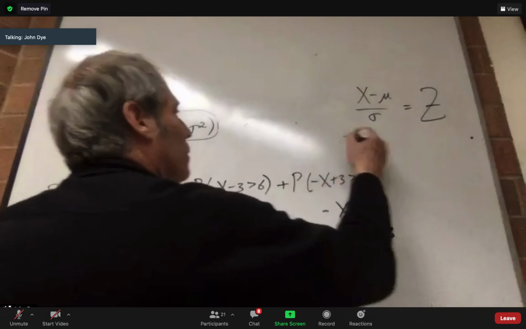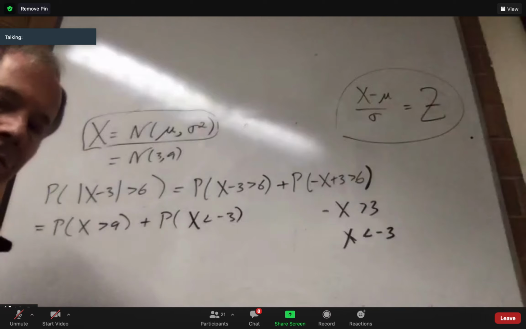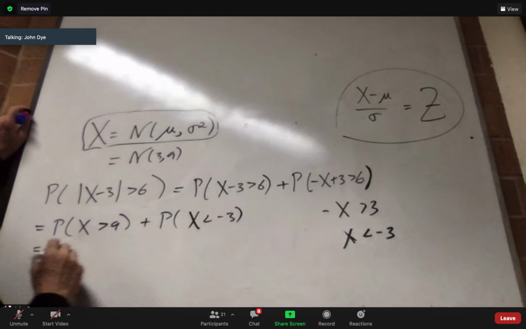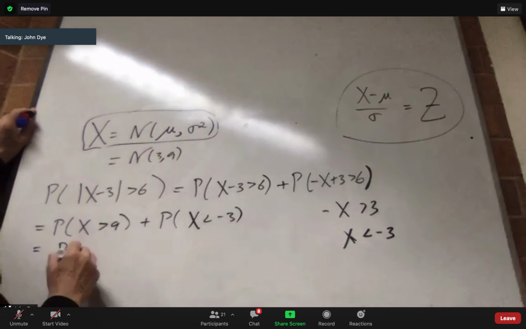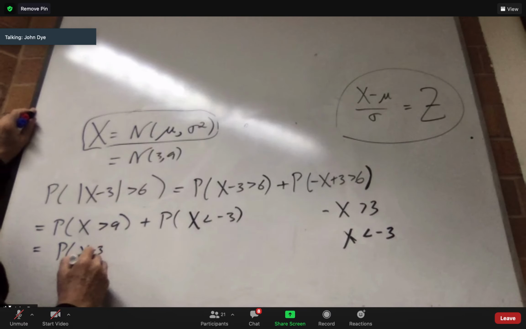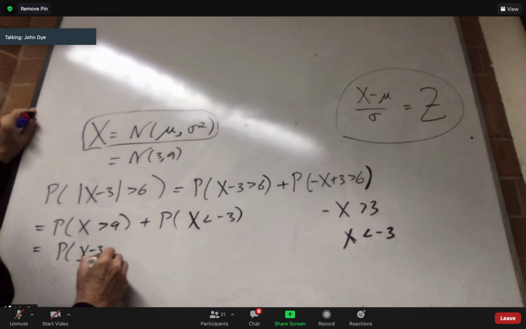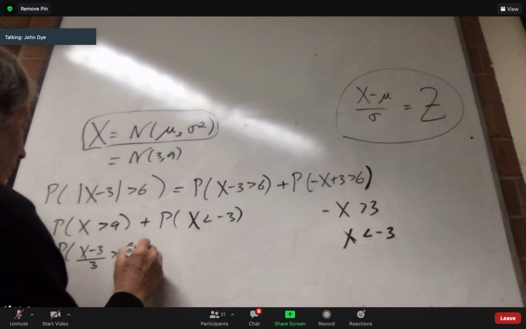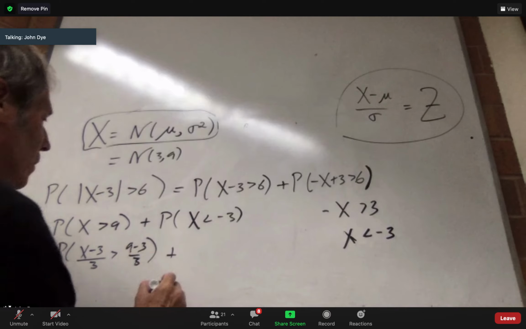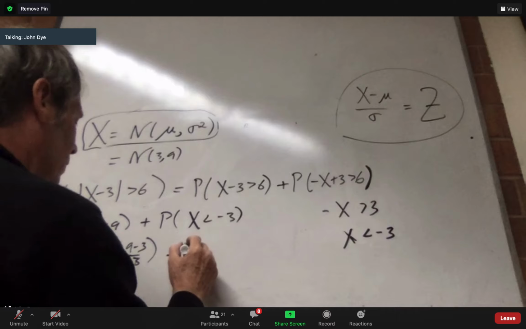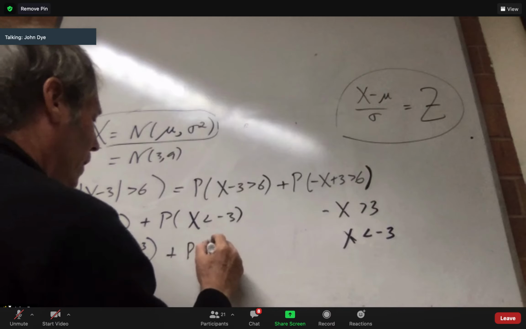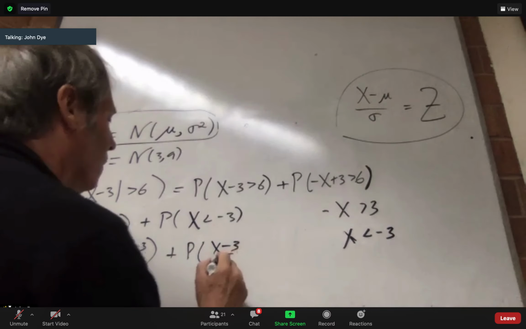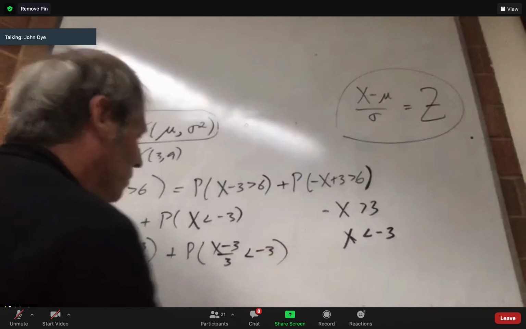Okay, now I have to do this stuff, so you'll be able to use the table. So what is this here? The mean is 3, so I take x minus 3, and the standard deviation is 3. We've got to do the same thing to one side as to the other. So 9 minus 3 over 3, plus this one. So the probability of x, I need to go x minus 3 over 3. It has to be less than minus 3.